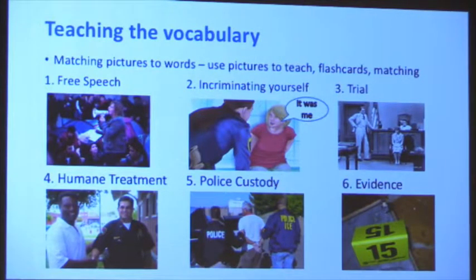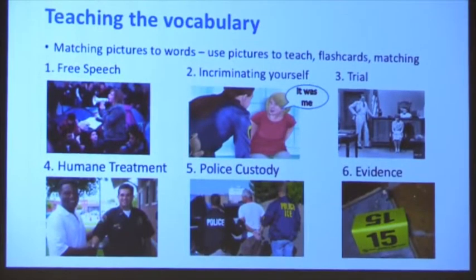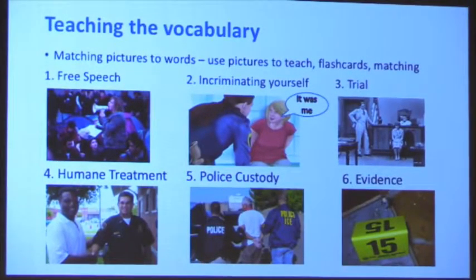And you can talk about why that's a right. Why does somebody need legal protection to do this? Then you can move through all the others. And then once they've gotten the basic idea of each of them, we need to reinforce it. So you might separate the pictures from the words, give them a chance to either as a group or individually try to match them back together.